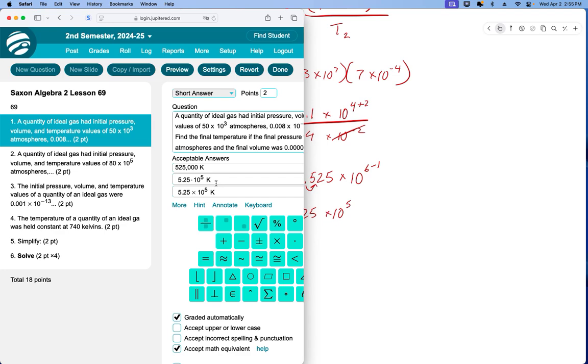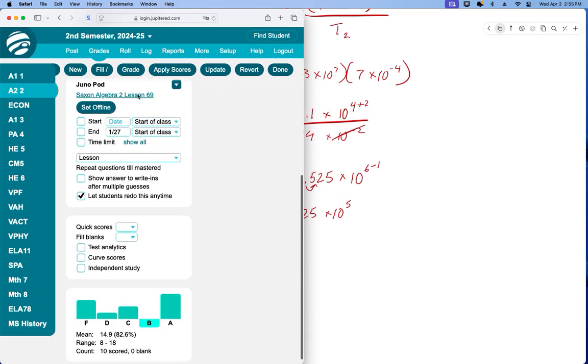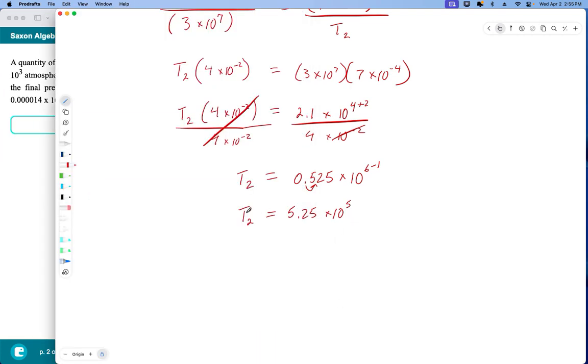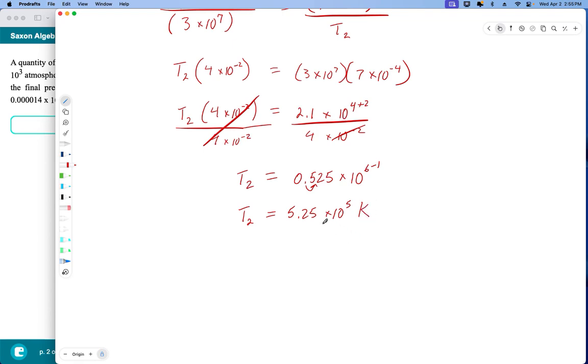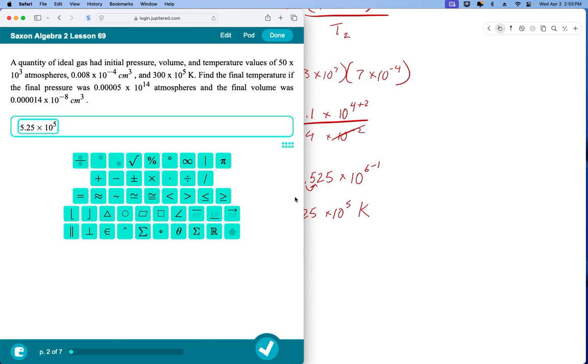Oh, I forgot the unit of measure. Okay. So, yeah, that was bad on me. You've got to put the unit of measure of whatever it is out there. We got the right answer, but looking at the problem, temperature was in Kelvin. So I forgot to do that. I am so sorry. So now, if we put Kelvin out there, 5.25 times 10 to the 5th power. And then we get out of that. You saw how I got out of that blue box. And I'm going to type a capital K for Kelvin.